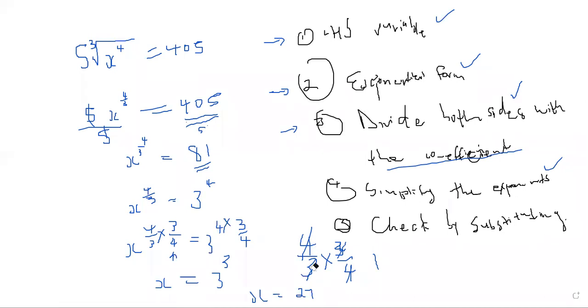It's that simple, guys. I hope I'm not confusing you. That is how you approach these things. Now that we've simplified, we have to check the answer by substituting. I don't have a calculator with me, but I'm pretty sure that if you substitute 27 there, you would get 405. So that's how you approach these things. It's that simple, so I won't write these steps down.